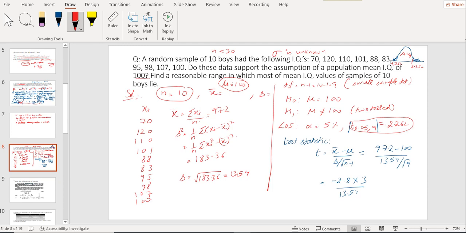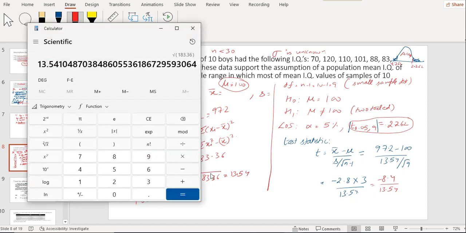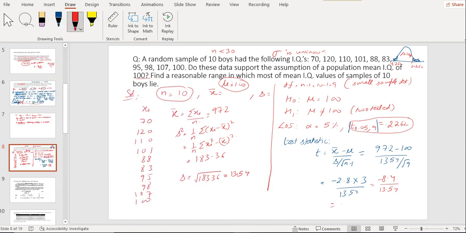Okay, so its value is minus 8.4 divided by 13.54. Clearly this value is less than 1. Still, if we calculate this value using the calculator, it comes out to be 2.8 multiplied by 3 divided by 13.54. So its value is minus 0.62. So clearly this value falls within this interval between these two values.